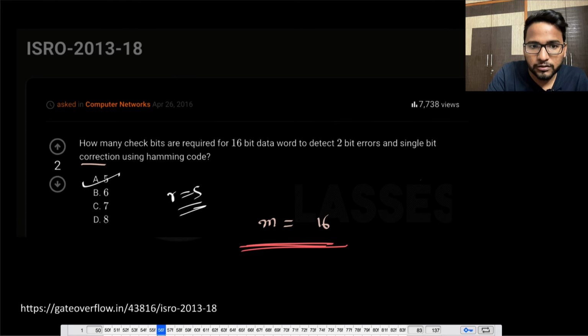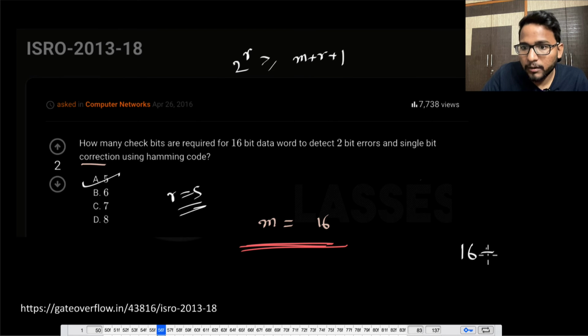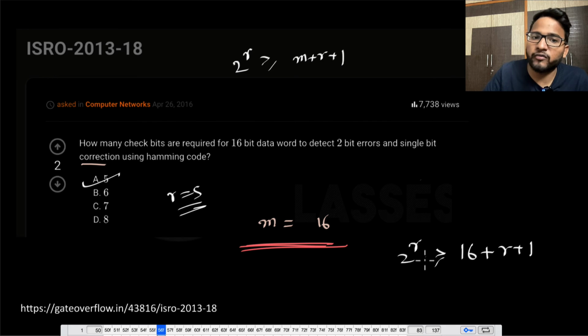So this was the question. We have just derived that 2 power r should be greater than or equal to m plus r plus 1. Now they have given the 16-bit data word, which means m is 16, and they are asking what is the value of r. I mean the minimum value of r, how many check bits are required, the minimum number of check bits.